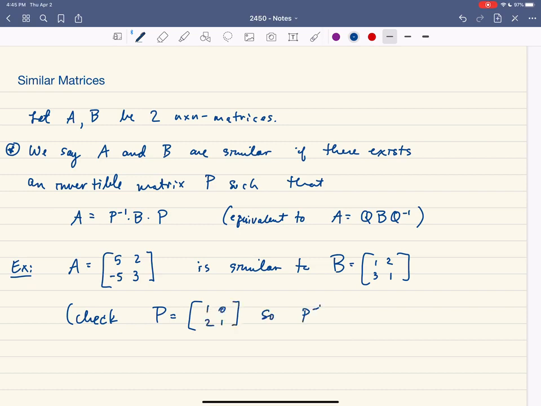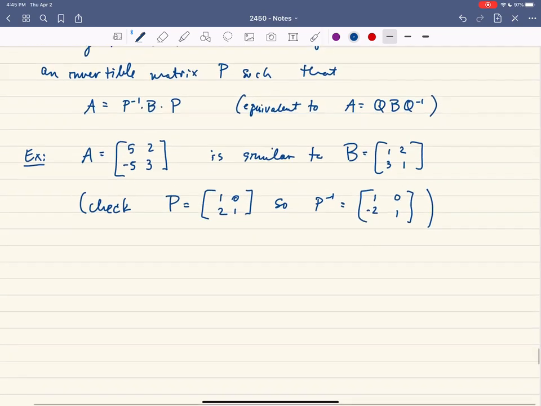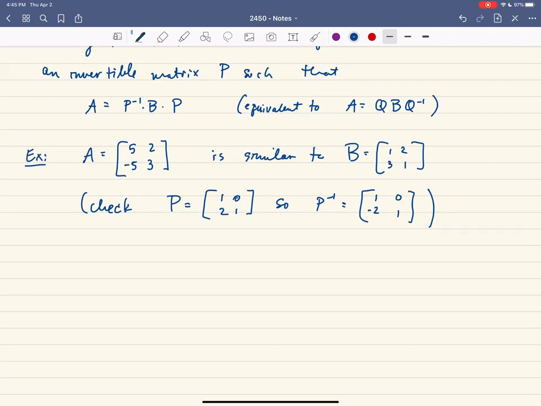So that P inverse is given by, remember, for finding inverses of 2×2 matrices, you switch A and D. So those ones switch places, so they still look like ones. And then the off-diagonal values you make negative. So negative 0 is still 0, negative 2 is negative 2. So it turns out that if you check P inverse times B times P, you get A. So they're similar matrices. A is similar to B, and likewise B is similar to A.